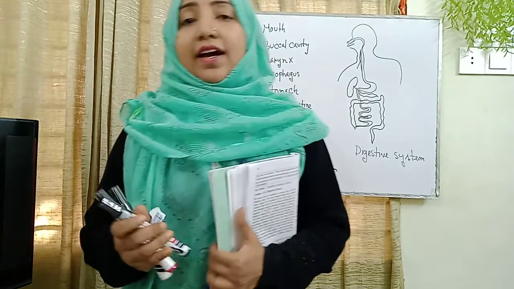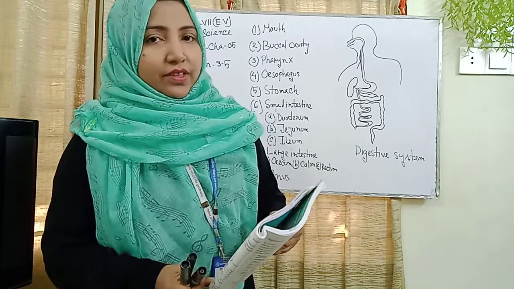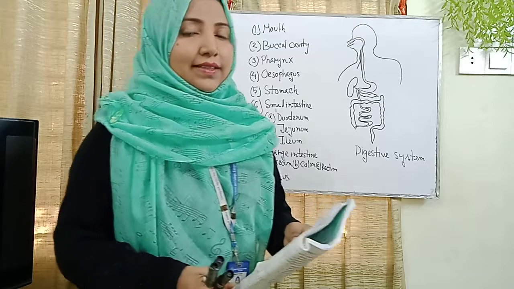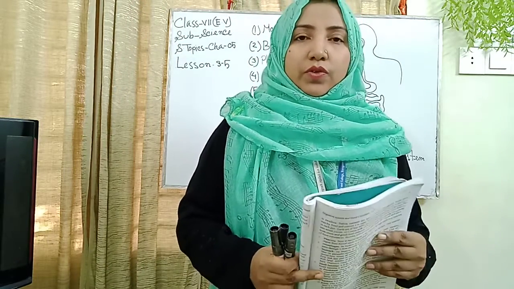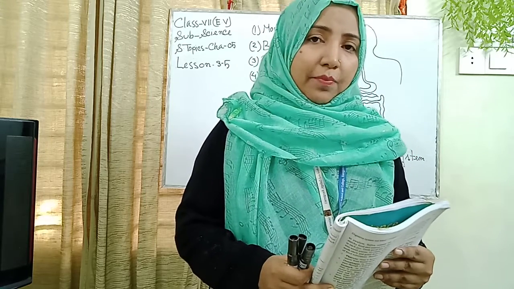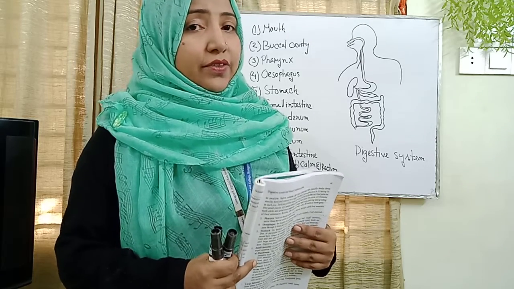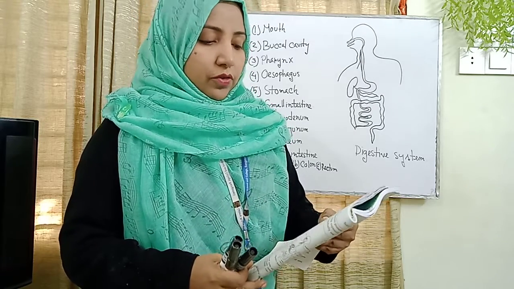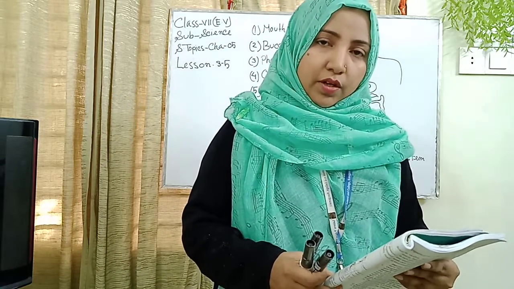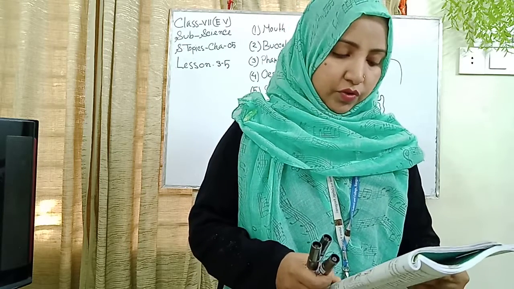Today I am going to start our new topic, which is the digestive system, lesson 3 to 5. What is the digestive system and what is the process of digestion? We know food is essential to remain alive. We take complex foods, and complex food cannot be taken directly by any cell. So complex foods need to be converted into simple foods and water through complex processes. This process is called digestion of food.